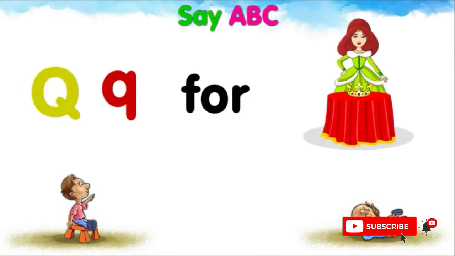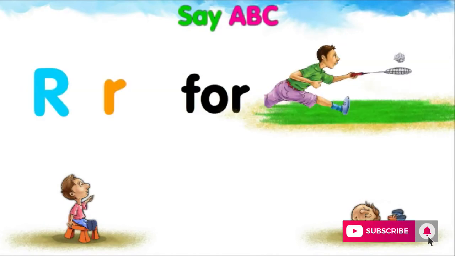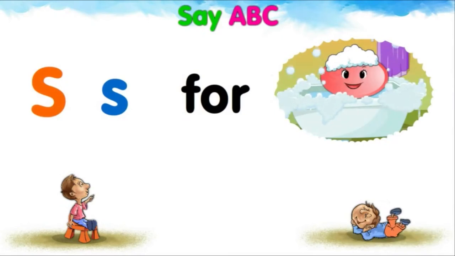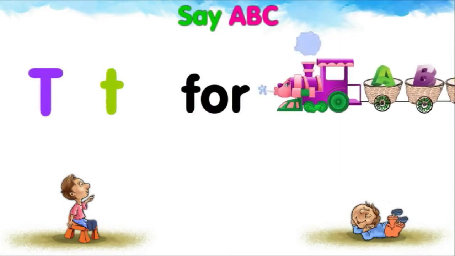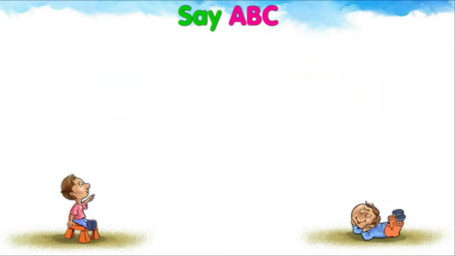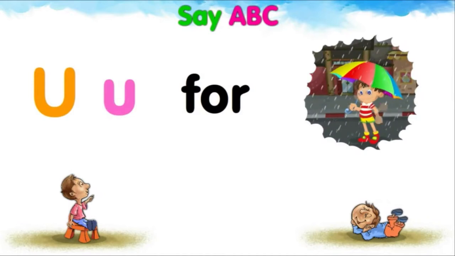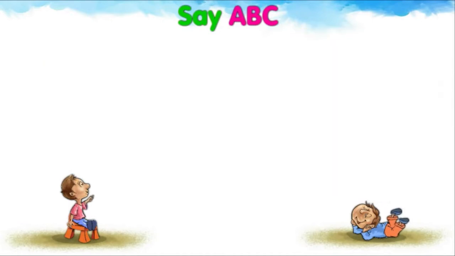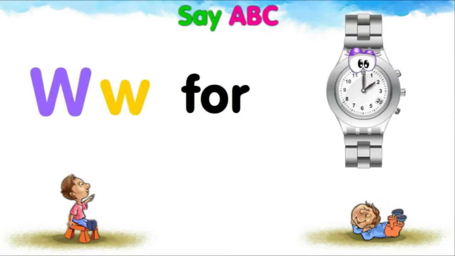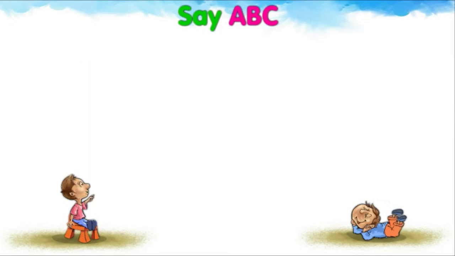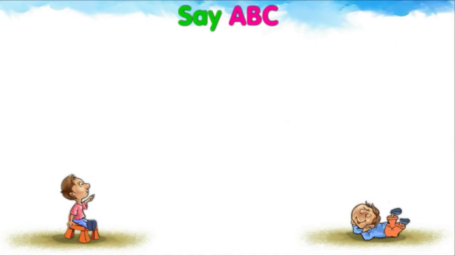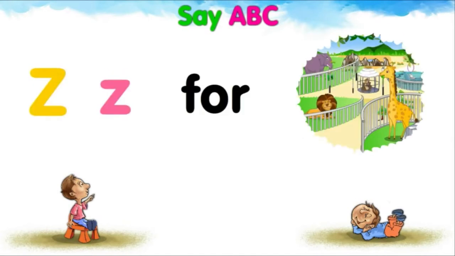Q for queen. R for racket. S for sow. T for train. U for umbrella. V for van. W for watch. X for xylophone. Y for yacht. Z for zoo.